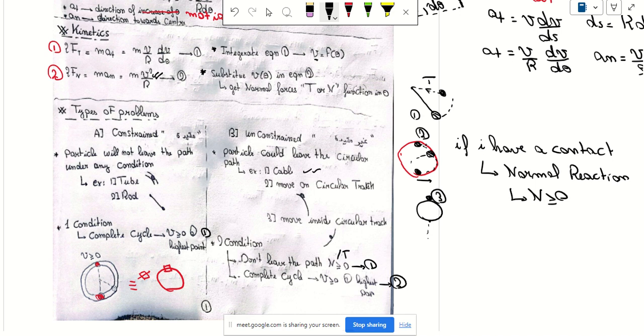For the second one, we have two conditions for the particle not to leave the circular motion. The first one is the same: at the highest point, the velocity is greater than 0. But let's say this case, especially this case, if I ensure that the velocity here is greater than 0, do you ensure to me that this particle didn't leave the circular track?